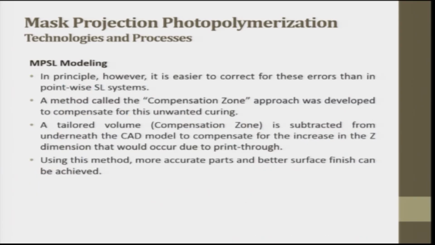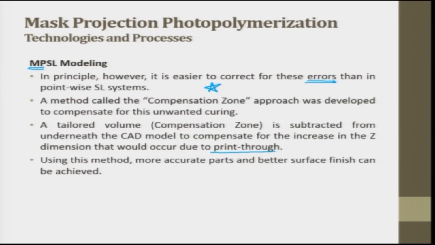In principle, however, it is easier to correct these errors than in a point-wise SL system. So in this mask projection, error correction is easy, an important point, as compared to point-wise stereolithography. The method called the compensation zone approach was developed to compensate for this unwanted curing. A tailored volume is subtracted from underneath the CAD model to compensate for the increase in the Z dimension that could occur due to the print through.